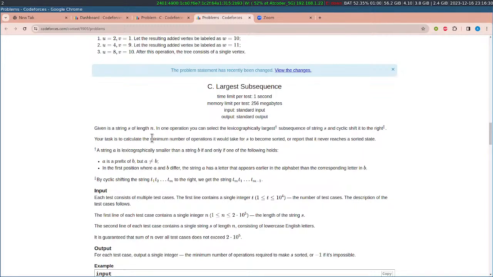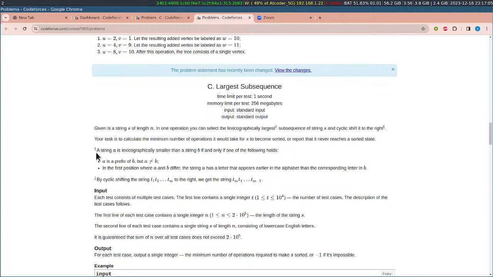Your task is to calculate the minimum number of operations it would take for S to become sorted, or report that it never reaches a sorted state. So in one operation we find the lexicographically largest subsequence of S and cyclically shift it to the right. It's asking for the minimum number of operations required to make the string sorted, and if it's impossible to make it sorted, then we should print -1 as well.